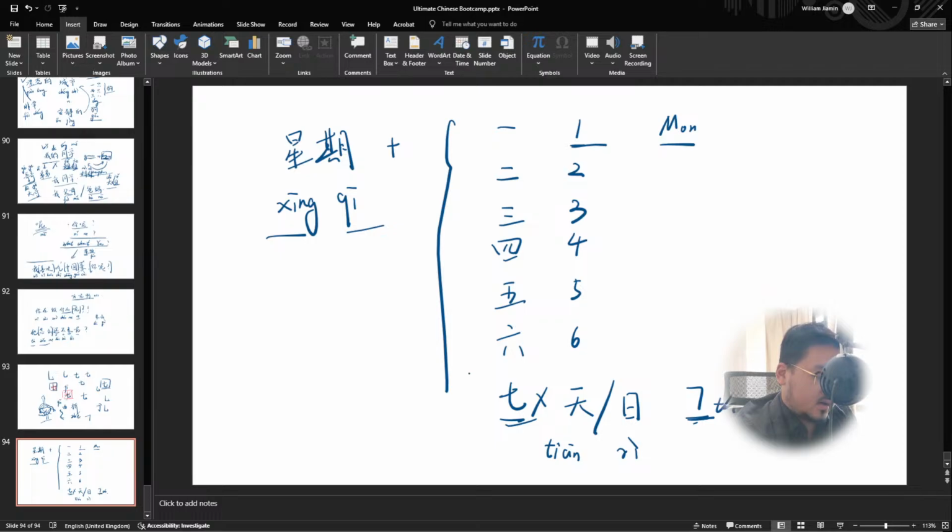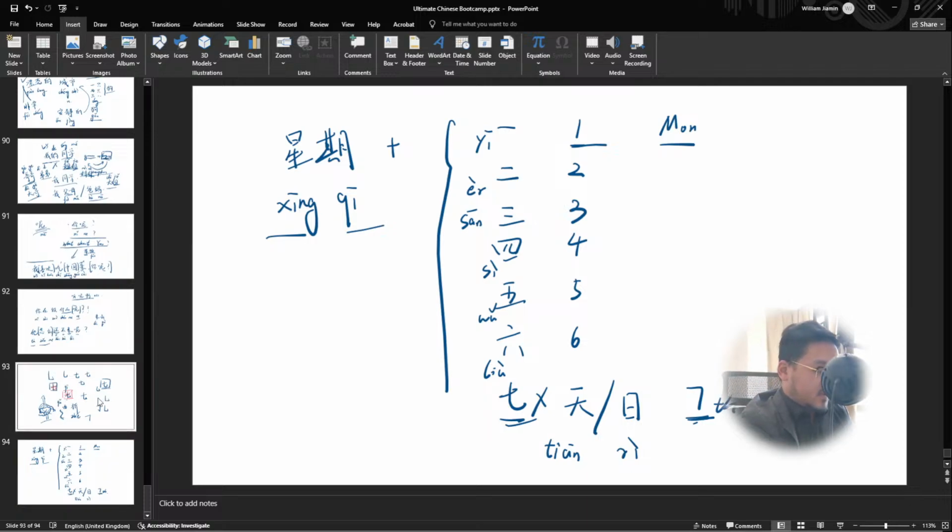So 六, a o i u yu a o i u yu, right? So 六, a o i u yu. Yeah, I think that's 星期六. 五四三平二一, right? So yeah, 一二三四五六七, right?